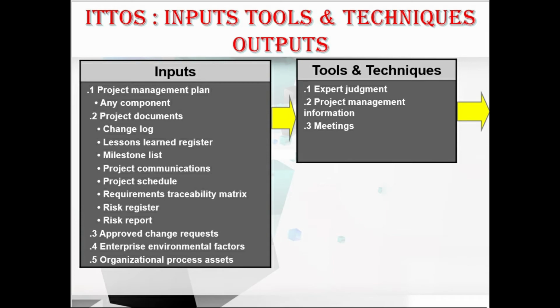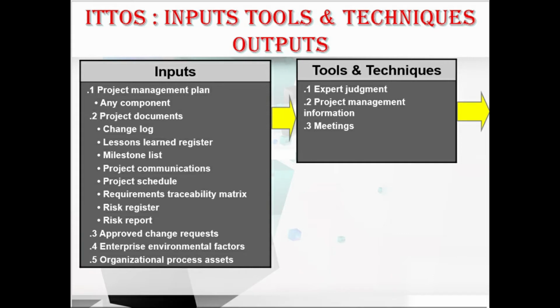In inputs, we have the project management plan, which contains all the components, and we have the project documents, which contain the change log, lessons learned register, milestones list, project communications, project schedule, requirements traceability matrix, risk register, and risk report. Also we have the approved change request, EEFs and OPAs in the inputs. Coming to the tools and techniques, we have expert judgment, project management information system, and meetings.